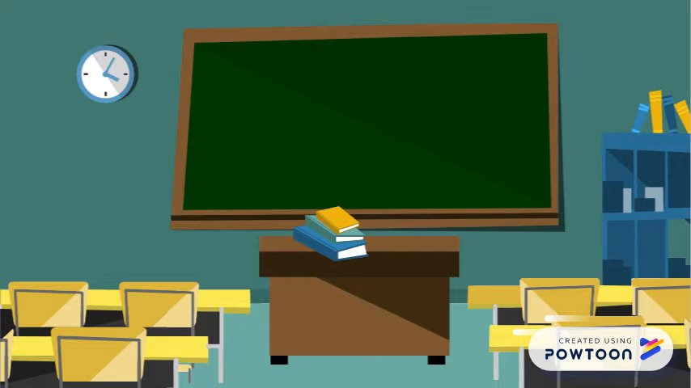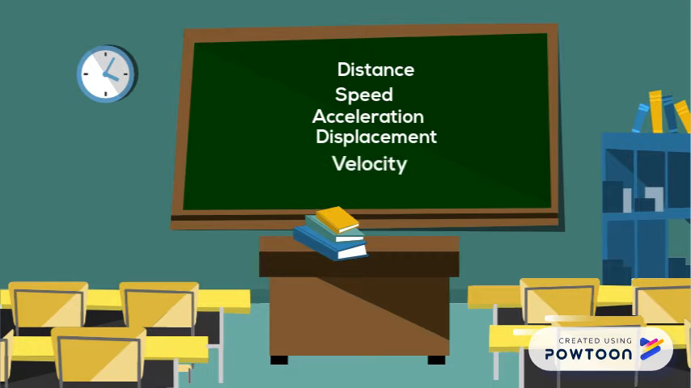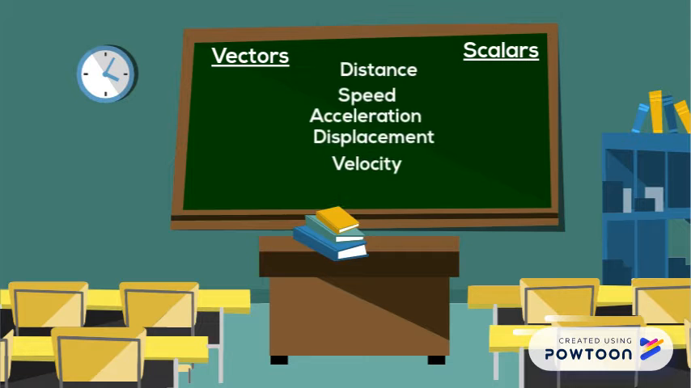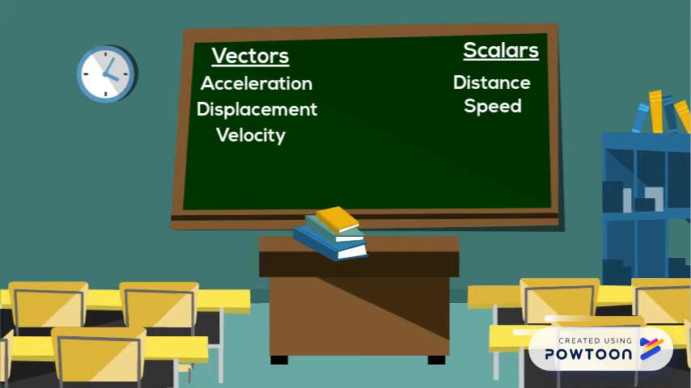In studying kinematics, physicists use quantitative measurement, that is, measurements with a quantity or an amount, such as distance, speed, acceleration, displacement, or velocity. These measurements fall broadly into two categories: vectors, which have both magnitude and direction, such as velocity and displacement, and scalars, such as speed and distance, which have only magnitude.